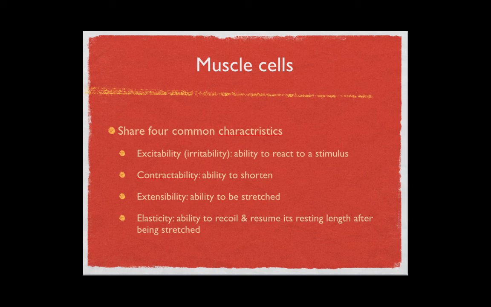And then muscle cells have extensibility and elasticity. These two characteristics really go together. Extensibility means that the muscle can be stretched, and then elasticity, it will go back to its original size once it's released. So similar to a rubber band, it can be stretched because it has extensibility, but when you let it go, it's going to return to its original shape.